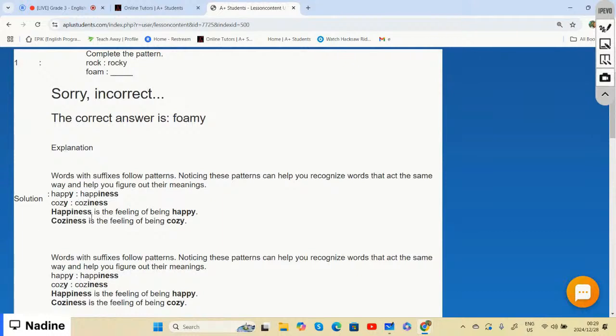All right, so now we're not going to go over the whole explanation again because we already said that words with suffixes follow patterns, and we made an example of happiness is the feeling of being happy, as well as coziness is the feeling of being cozy.